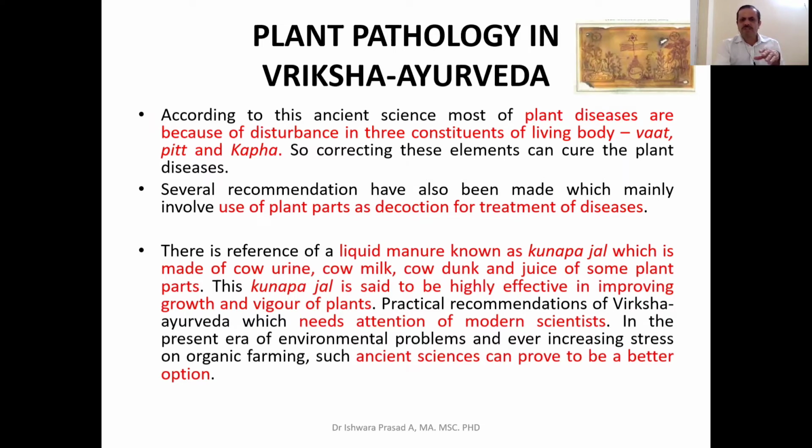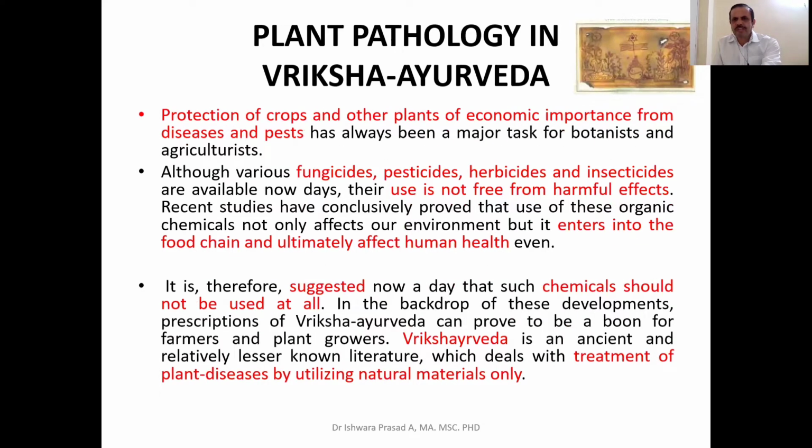In the present era of environmental problems and ever increasing stress on organic farming, such ancient sciences can prove to be a better option. Plant pathology is one of the important aspects which need attention nowadays. It is what was observed in ancient days, and it is quite relevant even today, and we can have practical aspects. If it is studied, we have a lot of scope for organic farming as well as organic manure, and our lifestyle can also be eco-friendly.